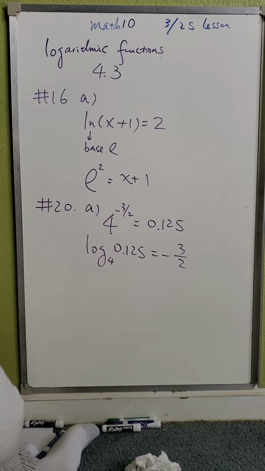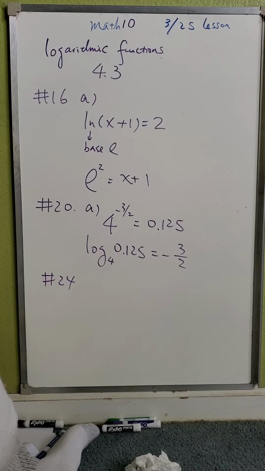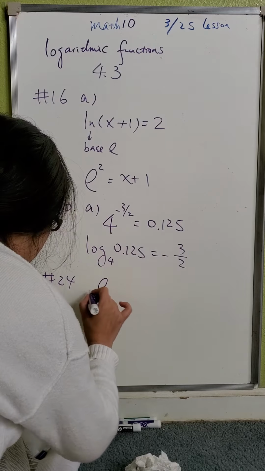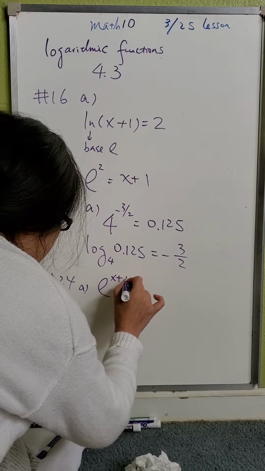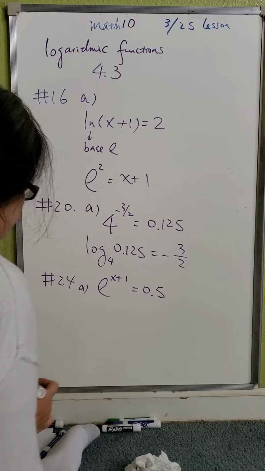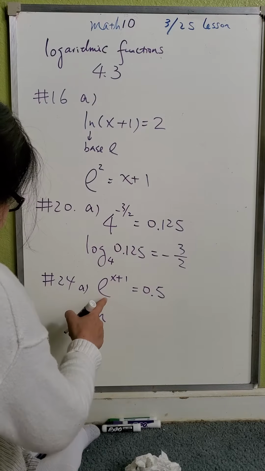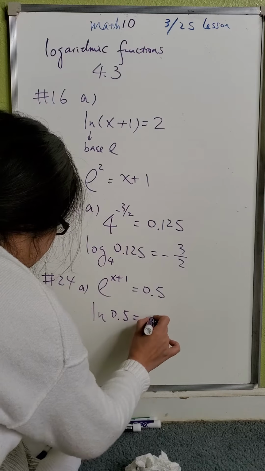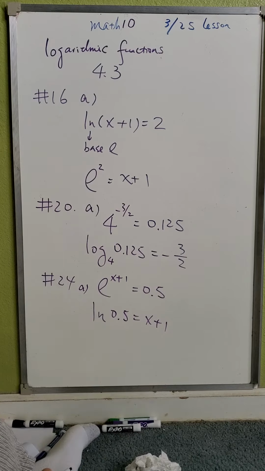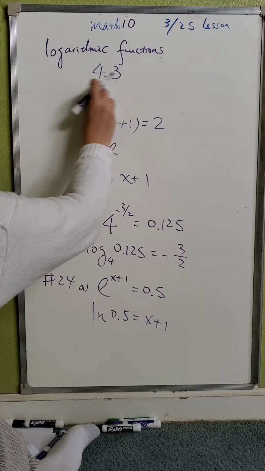And let's look at number 24. It's part A, e to the x plus 1 equals 0.5. Okay, well, e uses Ln, so with Ln, you don't need to write the e anymore. Switch them: Ln of 0.5 equals x plus 1. So Ln is a special logarithm. There are a lot of special ones too. Okay, so now we learn how to switch back and forth.